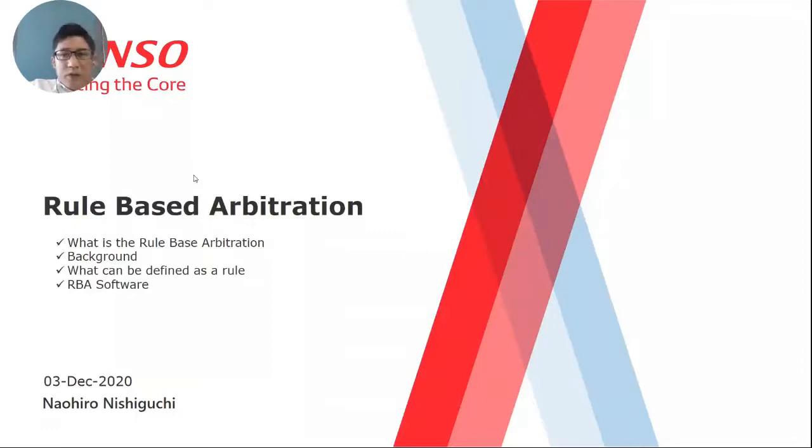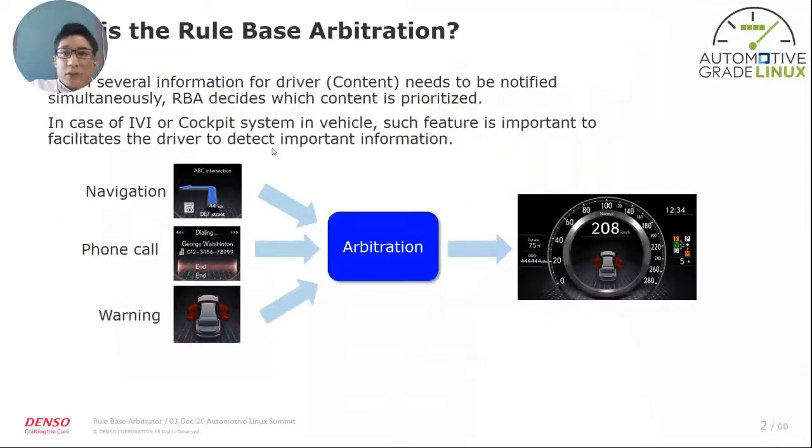Okay, then first, what is the rule-based arbitration? When several pieces of information for the driver or content need to be notified simultaneously, the rule-based arbitrator, called RBA, decides which content is prioritized. So in case of an IVI or cockpit system, such a feature is important to help the driver detect the important information.